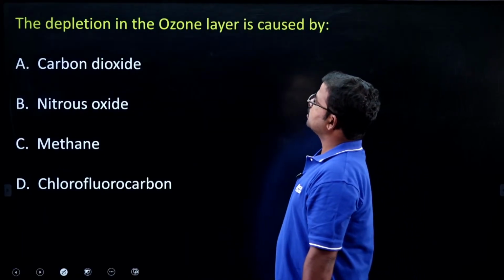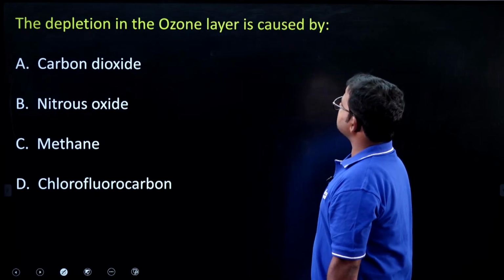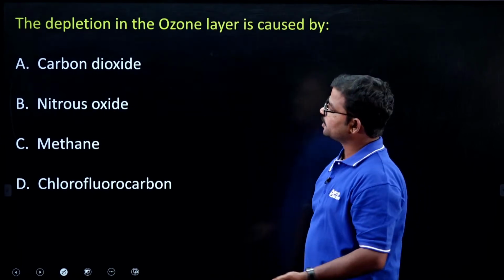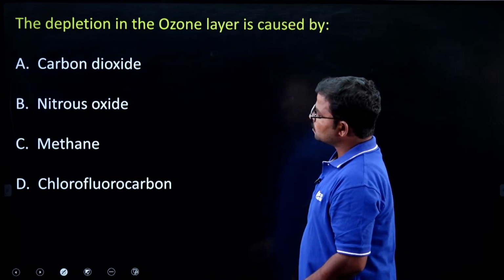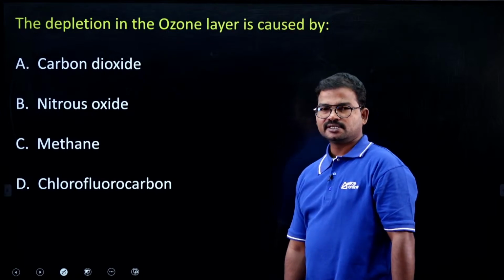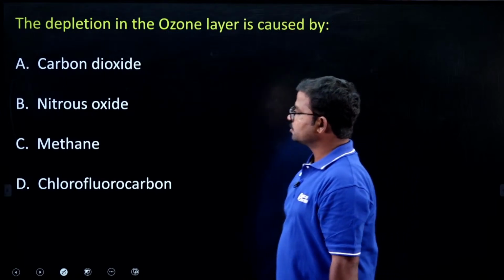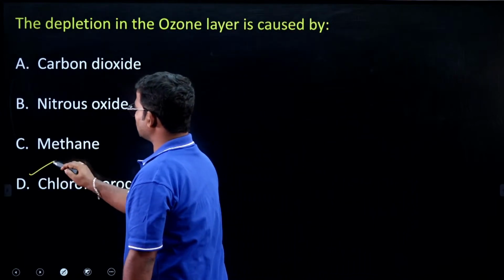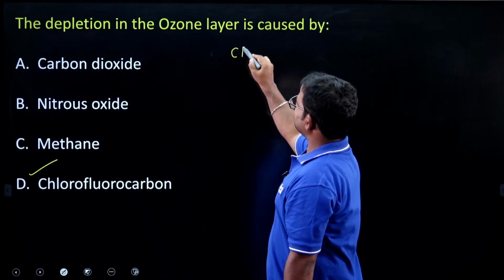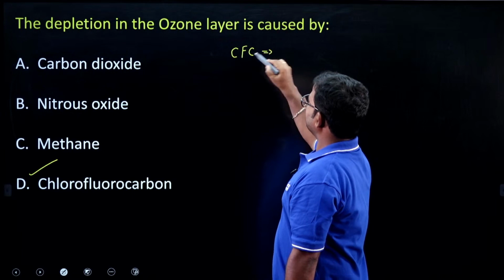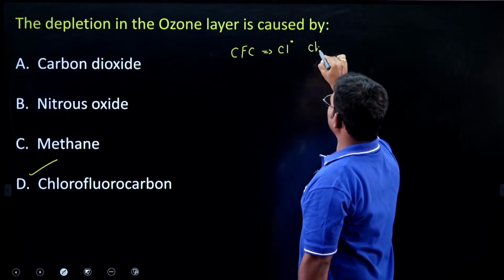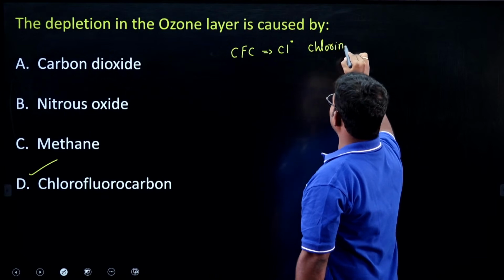The depletion in the ozone layer is caused by carbon dioxide, nitrous oxide, methane, or chlorofluorocarbons. Here we have to give priority to chlorofluorocarbons, CFC. If you consider CFC, it emits chlorine free radicals. This is called a chlorine free radical.